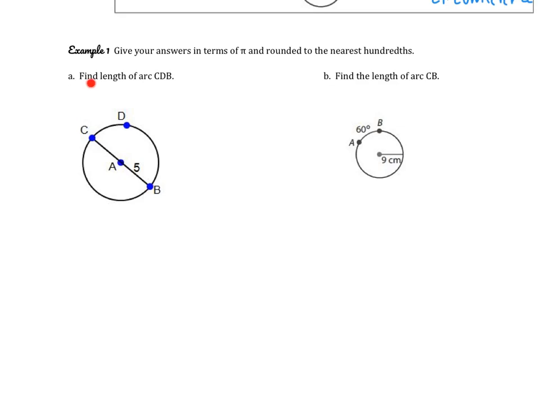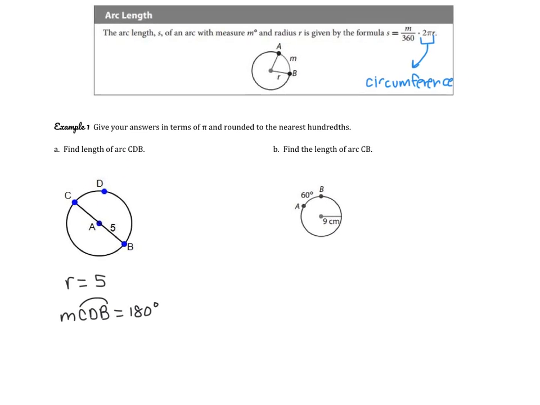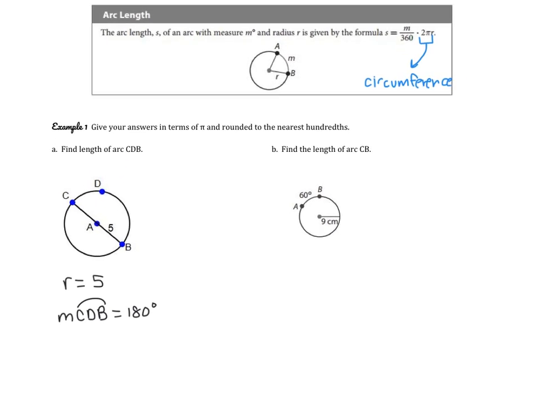Here we're asked to find the length of arc CDB. A few things we notice from the picture: we can see that the radius of our circle is 5. And since this is a diameter, a segment that goes through the center and has endpoints on the circle, we know that the measure of the arc CDB is 180 degrees. It's exactly half of a circle. So now we have everything we need to use this formula we learned above.